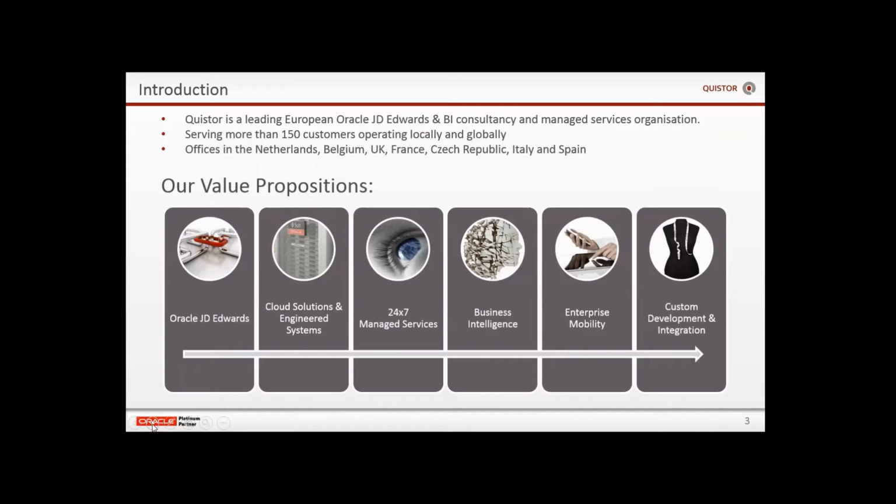Our value propositions: Oracle JD Edwards, everything around JD Edwards, delivery of cloud solutions and engineered systems, so a complete cloud offering around JD Edwards but also around BI. 24/7 managed service, from operating system level till really application management services and everything in between. BI, a business intelligence competence center, and we do a lot of things with enterprise mobility, so mobile solutions implementing based on either the Oracle product stack or DSI. And we do custom development and integration, where we do all kinds of integration and add-on solutions on JD Edwards for customers. Next slide, please, Steve.